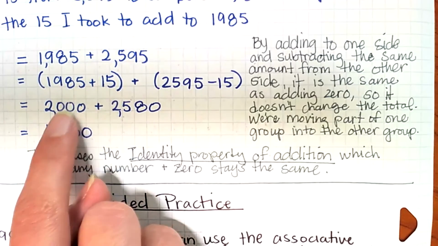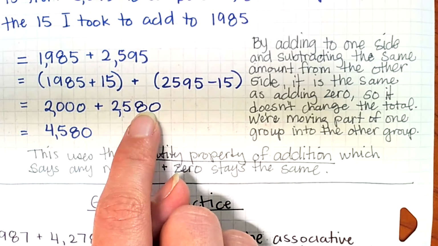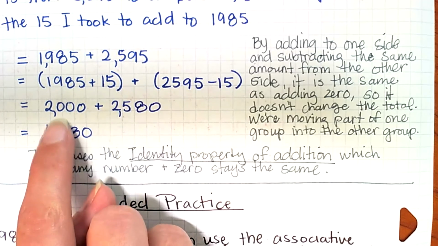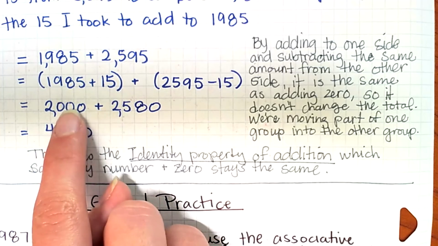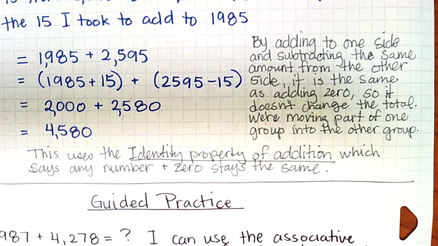So this plus this gave us my 2,000. 2,595 minus 15 gave me 2,580. So now these are easy to add together. 2,000 plus 2,580 is 4,580.